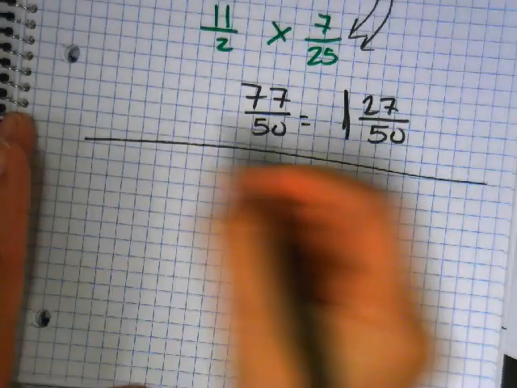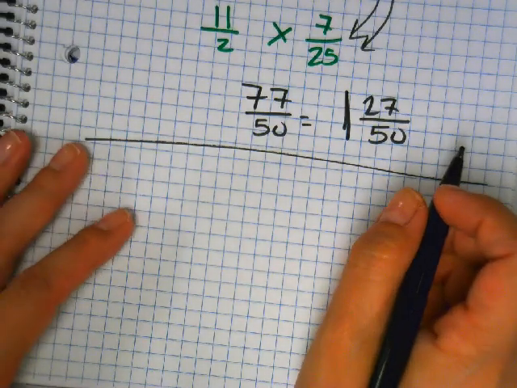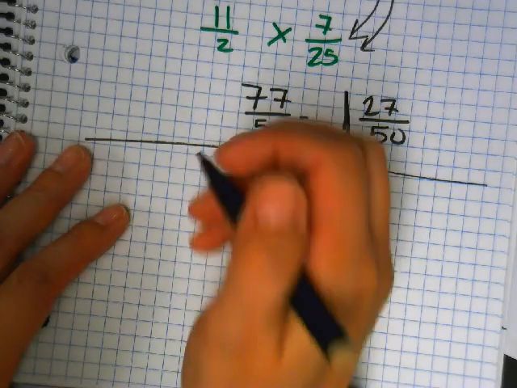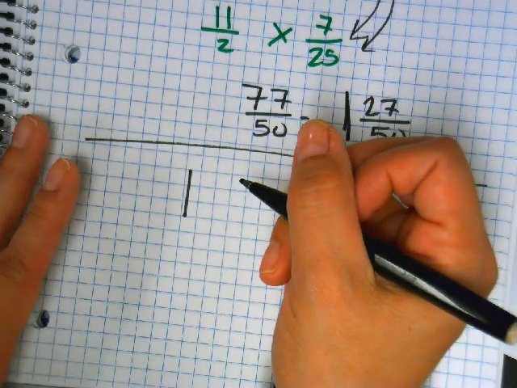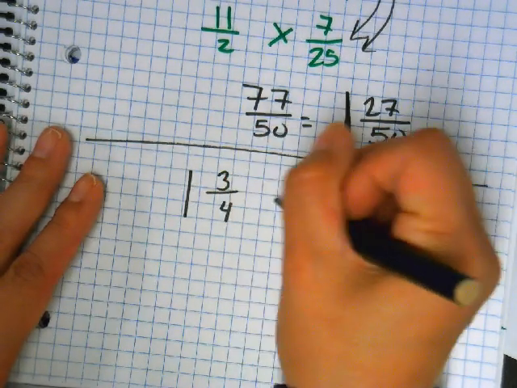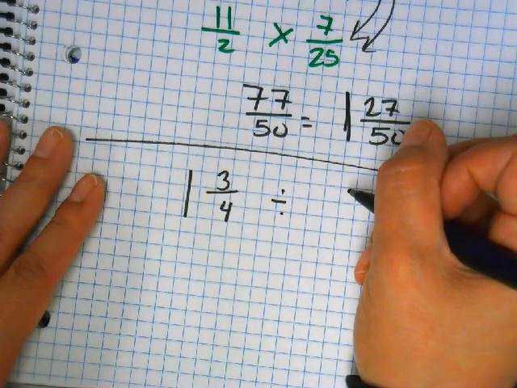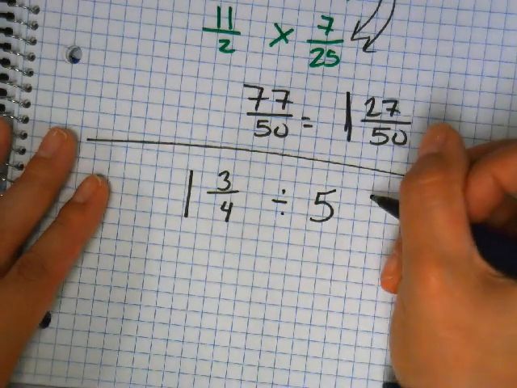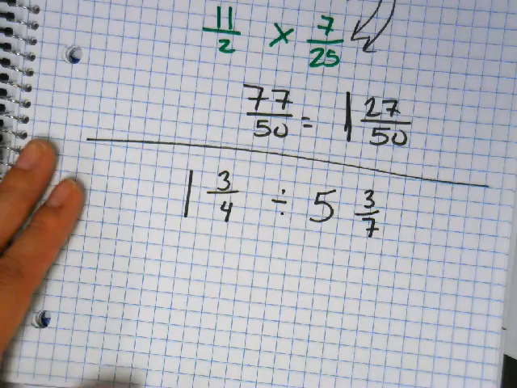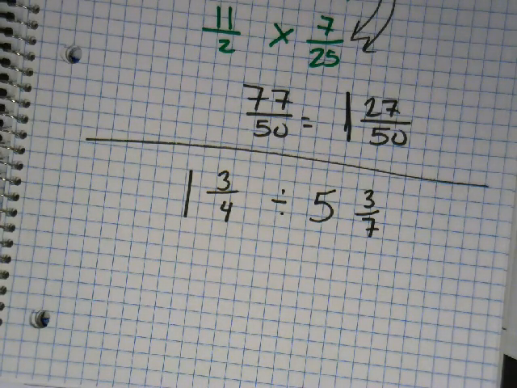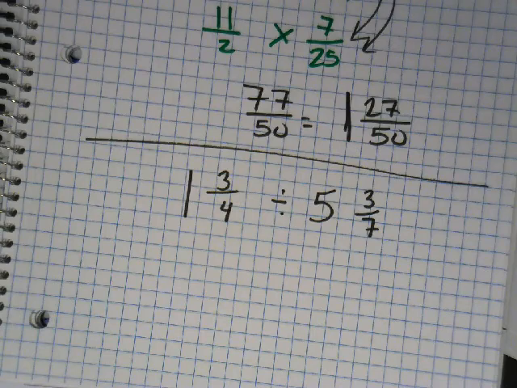Okay. All right. Let's do one more, like this. Someone give me a fraction. 3/4. Okay. Give me a number. 5 and 3/7. 5 and 5/7, I guess. Sure. Okay, we'll do that. Improper first. That's your first step. Change it into improper.